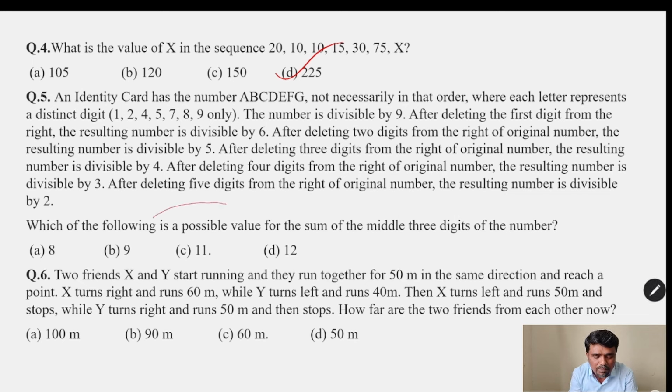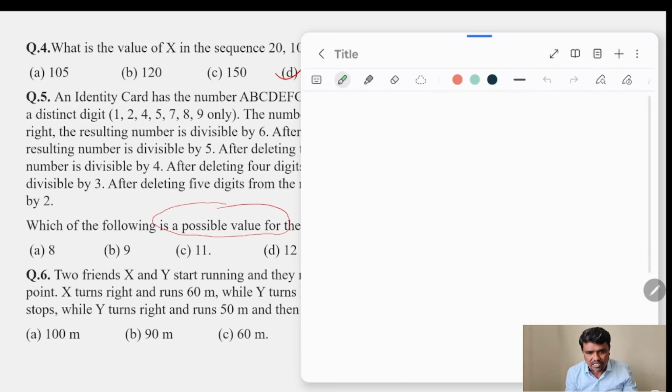Which of the following is a possible value for the sum of the middle three digits? That's the question, and the question is about possibility. That means there can be many answers. That's the meaning. So it is very tricky. Based on the divisibility rule concept, let us discuss the 7 digits.